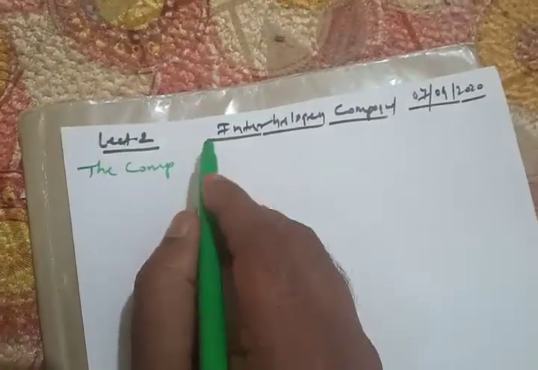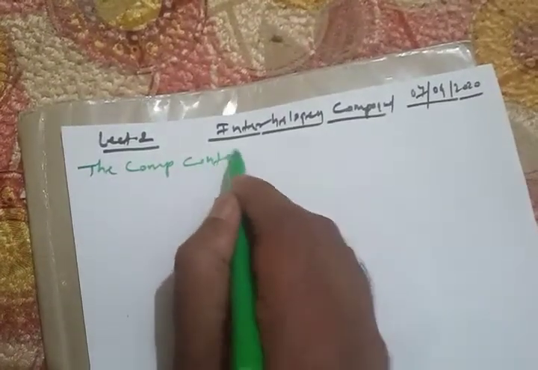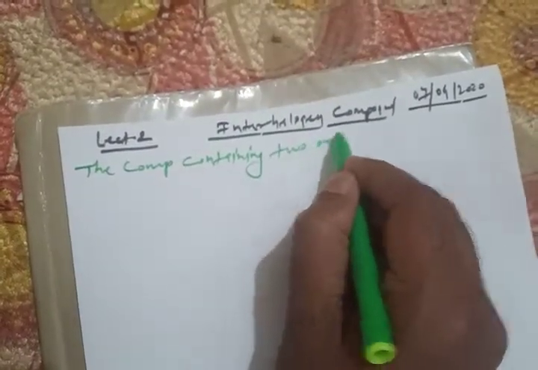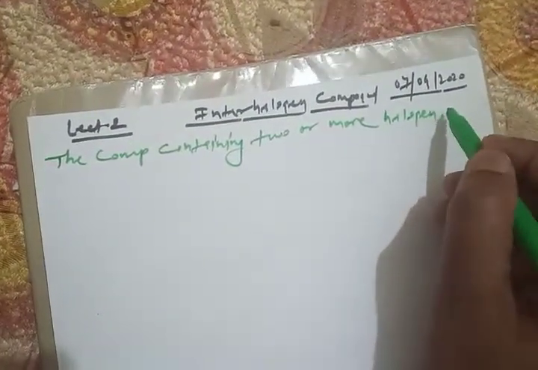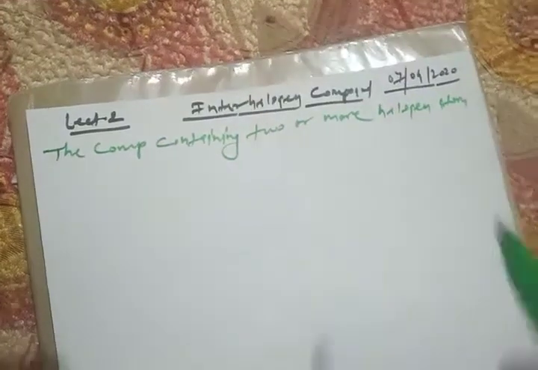Okay, so interhalogen compound is the last topic of your syllabus. So what is the interhalogen compound? Interhalogen compounds are compounds containing two or more halogen atoms. If a compound contains two or more halogen atoms, then it is called an interhalogen compound.